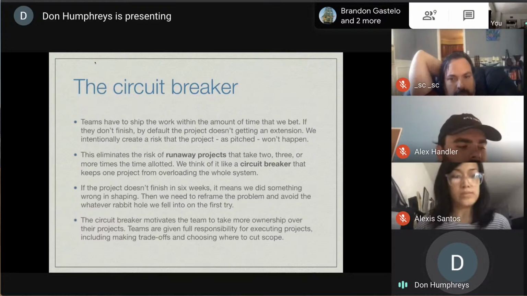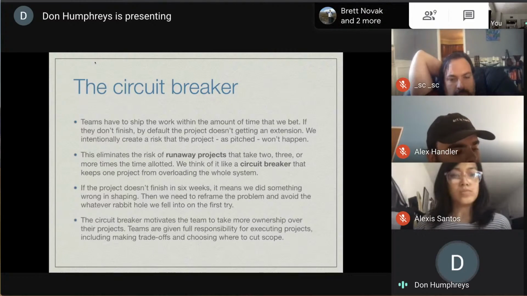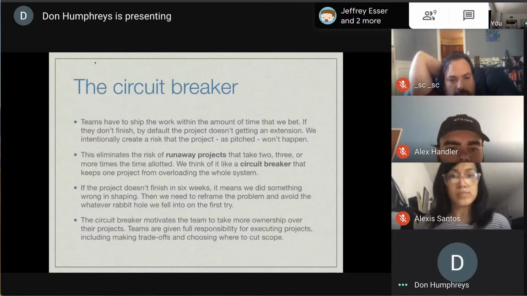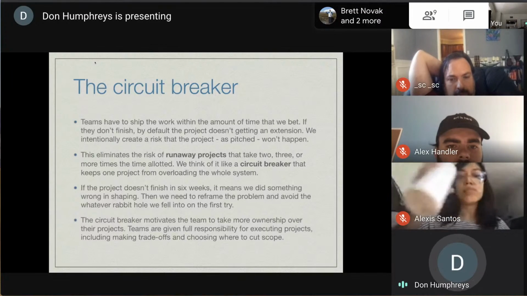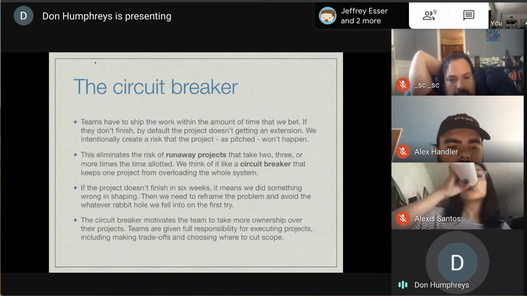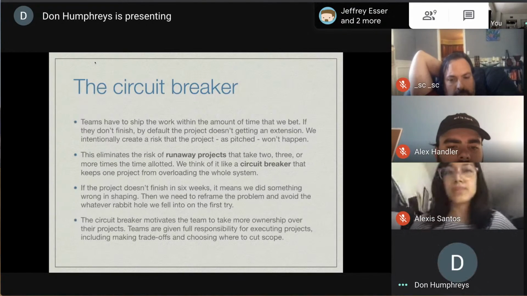And if that project doesn't finish in 6 weeks, it means that we did something wrong during shaping. And in that case, we need to reframe the problem and avoid whatever rabbit hole we fell into in the first try. At that point, it could be repitched and continued. And the circuit breaker motivates the team to take more ownership over their projects, as they're given full responsibility for executing projects, including making trade-offs and choosing where to cut the scope.